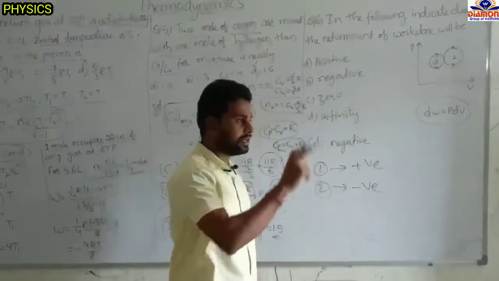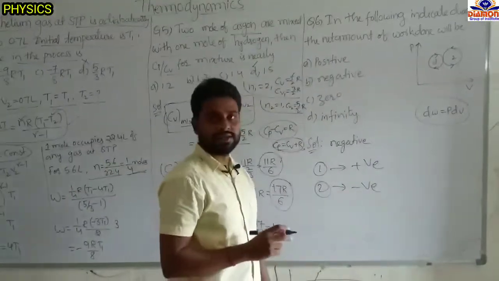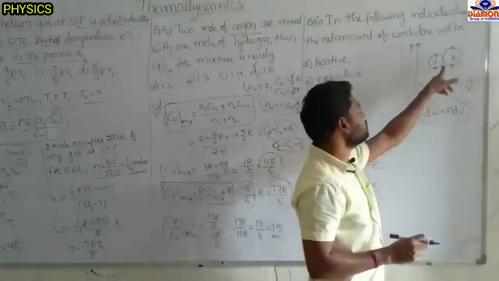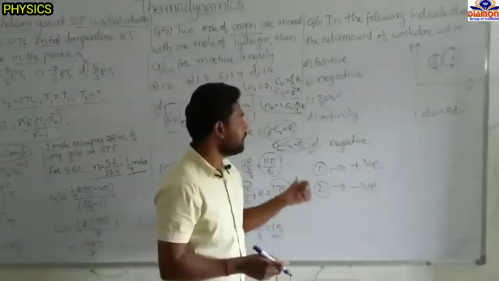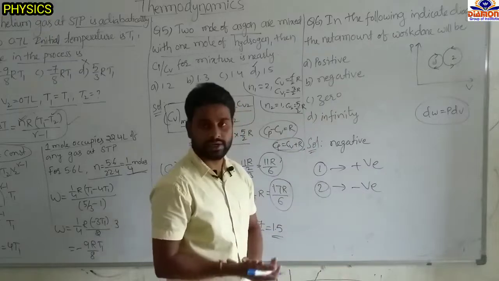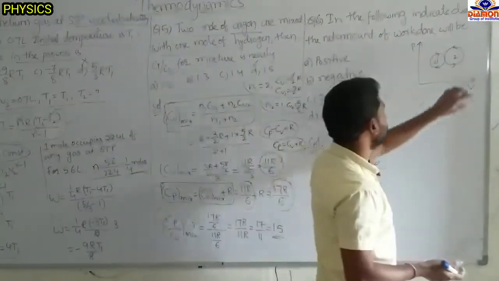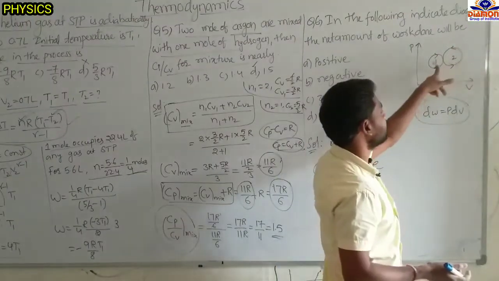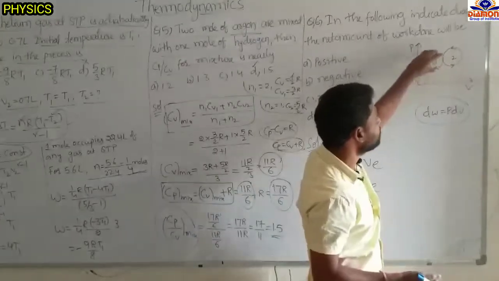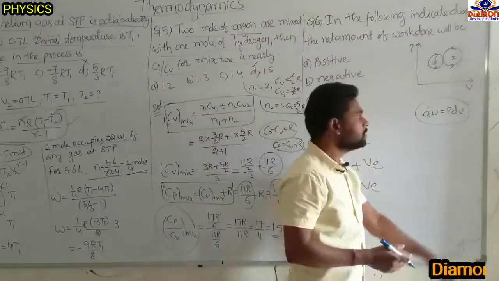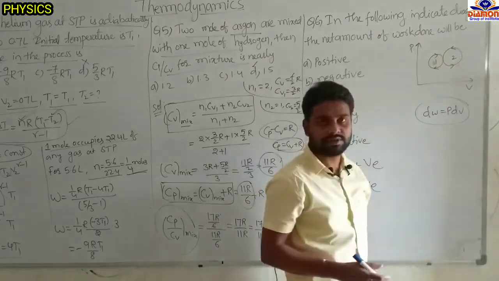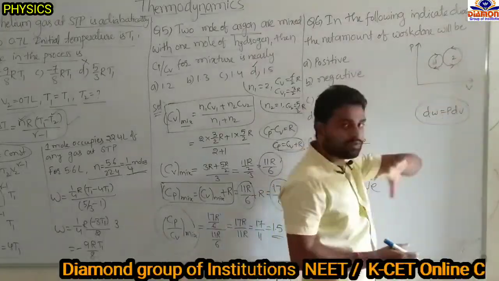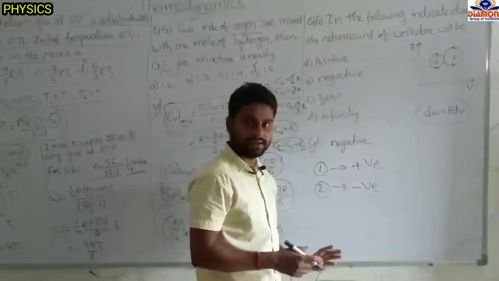For the first cycle it is moving in the clockwise direction. In the second cycle it is in the anti-clockwise direction. So clockwise direction work done is positive, anti-clockwise direction work done is negative. The area enclosed by the second cycle is more than the first cycle. You see the diagram, the first one is small, the second one is big. So area enclosed by the second is more, area enclosed by the first is less. That means the negative work is more, positive work is less here.